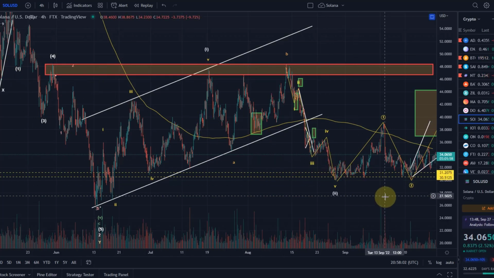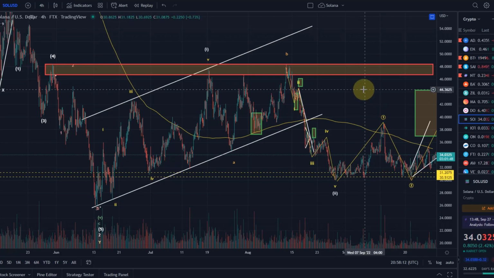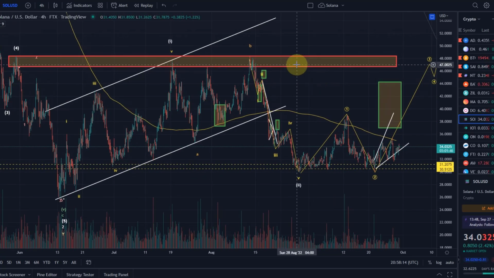We'll start with the bullish count, then we talk about the bearish count. They are both very much possible at the moment. I'm going to tell you from which level the bullish count will get more likely and from which level it will get less likely. So let's take a look at this chart.